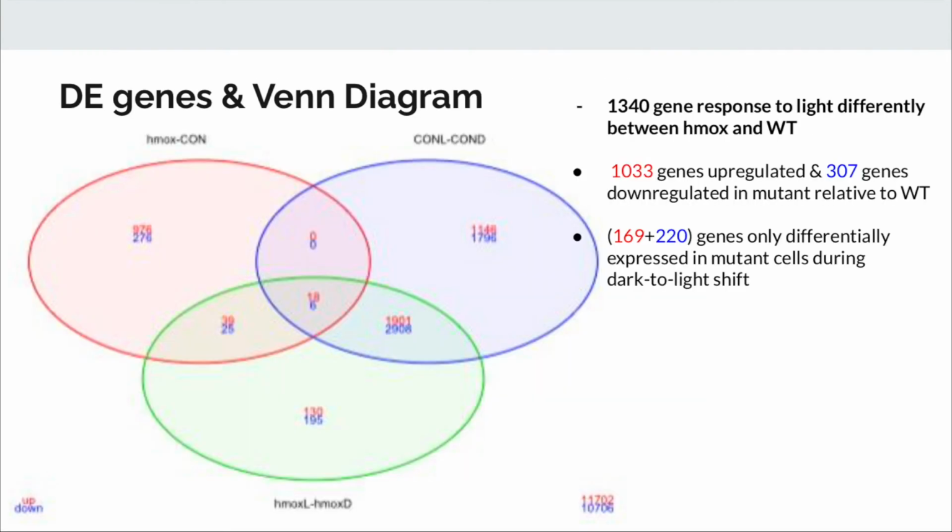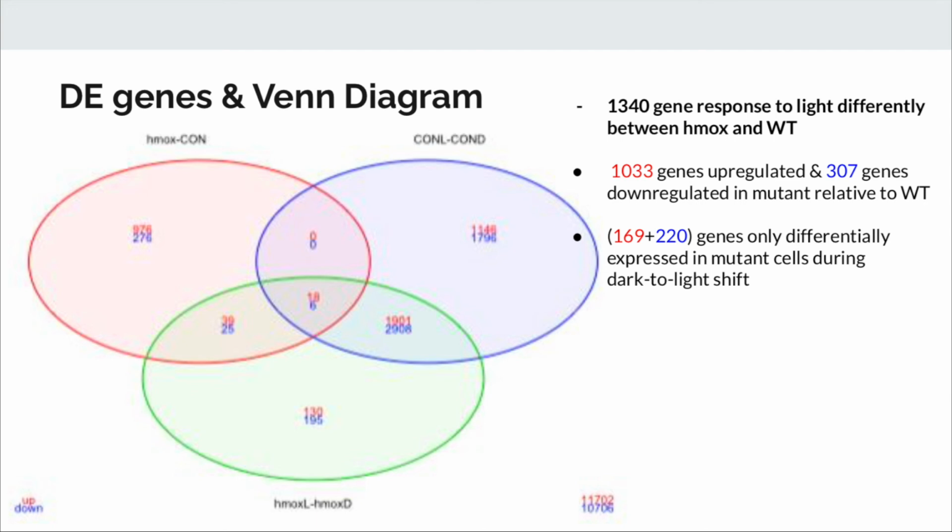According to the first contrast red circle of the Venn diagram, there are a total of 1,340 genes that respond to light differently between mutants and wild-type cells. More specifically, when experiencing dark to light transition, 1,033 of them are more upregulated in mutants compared with wild-type, and 307 of them are more downregulated in mutants compared with wild-type.